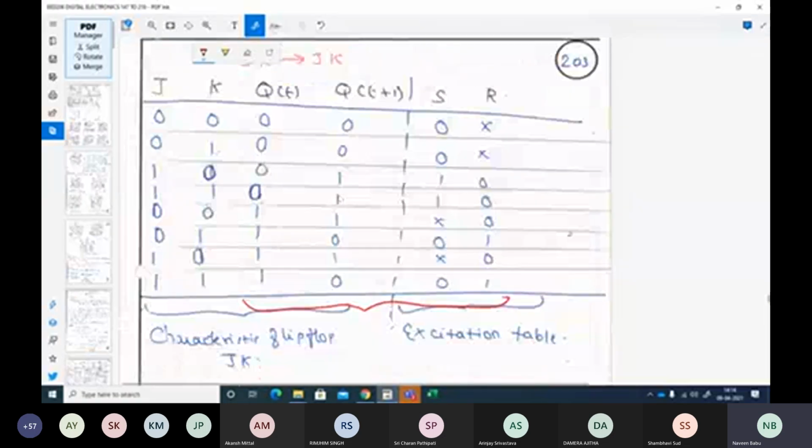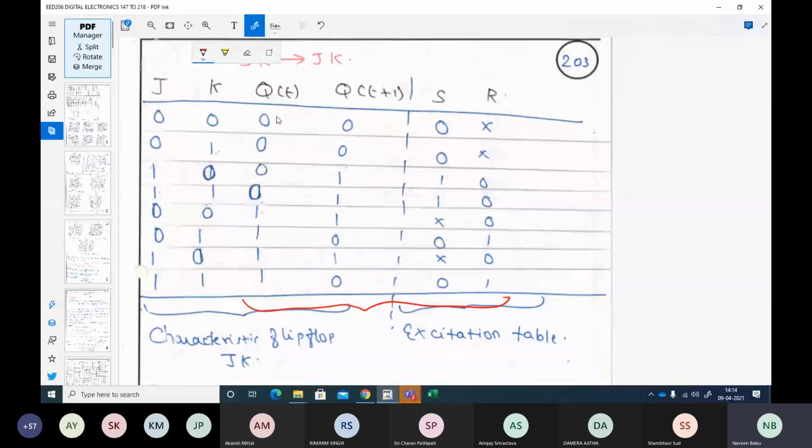Now coming back to the excitation table, what does present state 0 and next state 0 correspond to? It is 0x. Again 0, 0 corresponds to 0x. 0, 1 corresponds to 1, 0. 1, 1 corresponds to x0. 1, 0 corresponds to 0, 1. So we fill the excitation table.